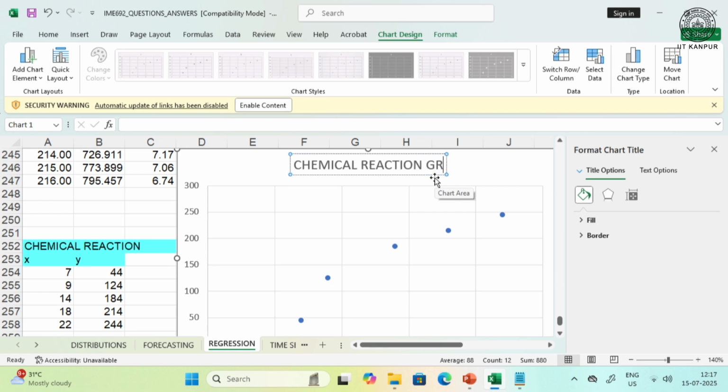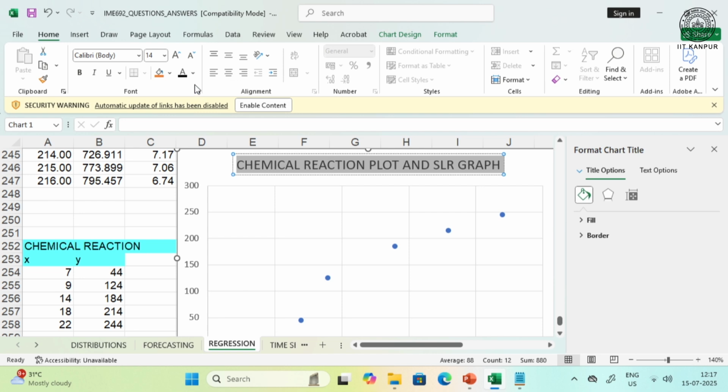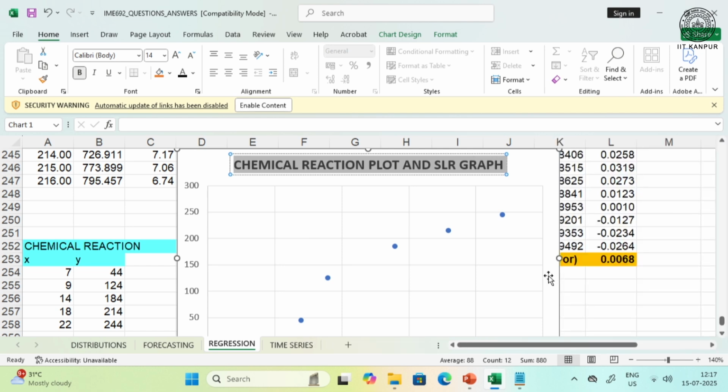Graph. This is the plot, not the graph. Graph would be plot and simple linear regression graph. So, this is done. Because I am saving it, let us save it with all the information being there. Now I will see that.